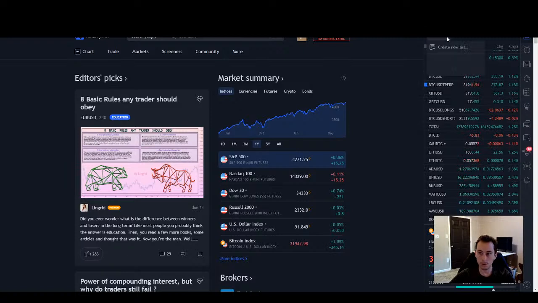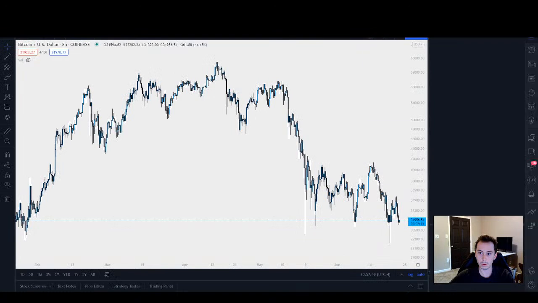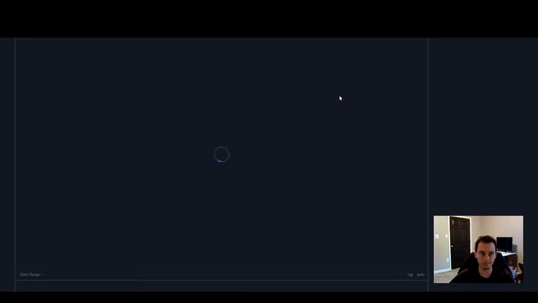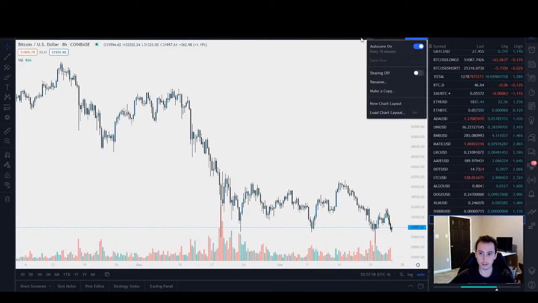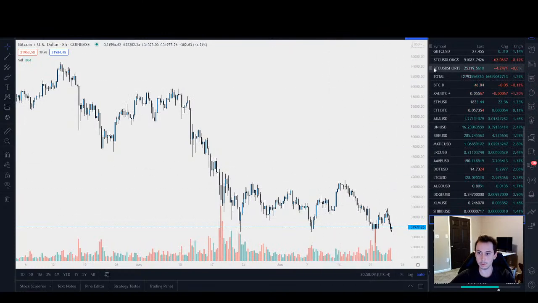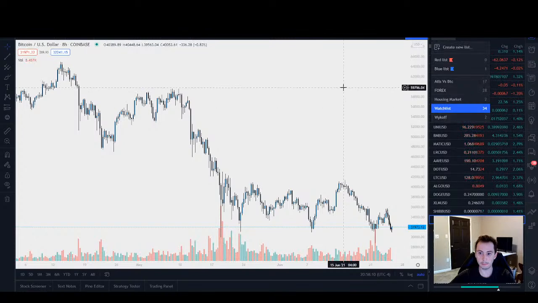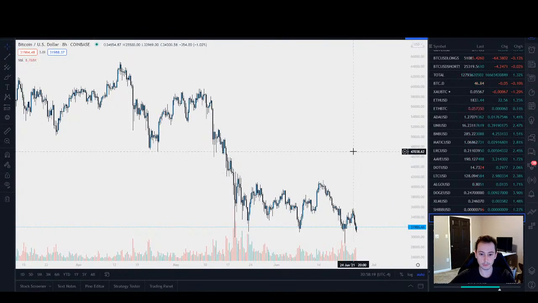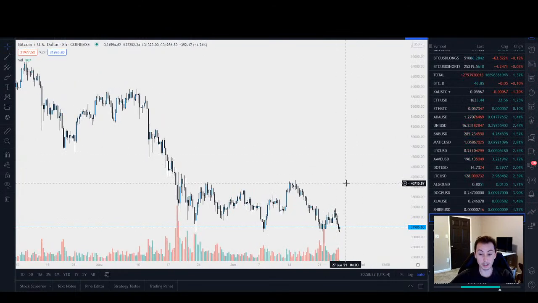I made a new layout specifically for the live stream. In TradingView you can have multiple layouts, so each layout's basically a fresh blank slate for all your charts. All your watch lists will be the same, but there'll be no trend lines or anything on it. It just starts from scratch, so it's helpful if you want to get a fresh perspective on your charts.